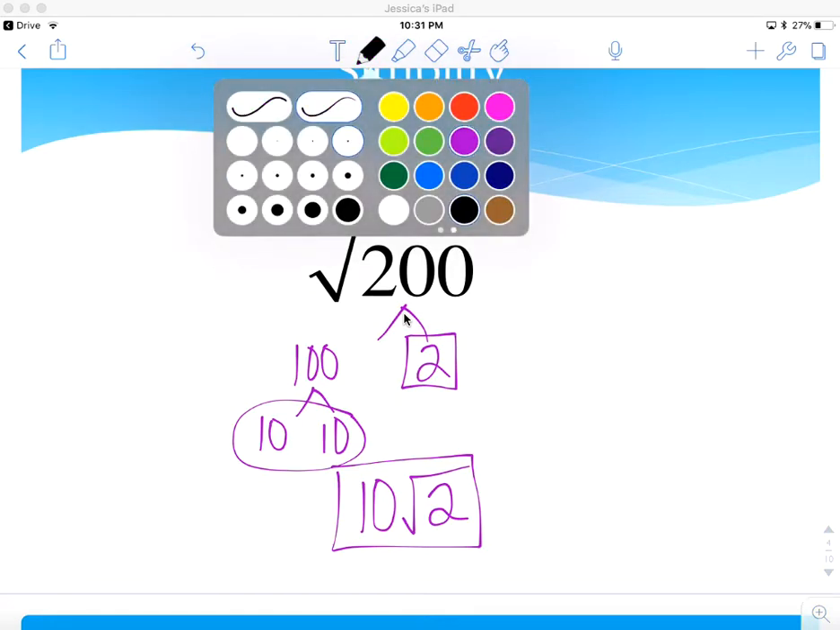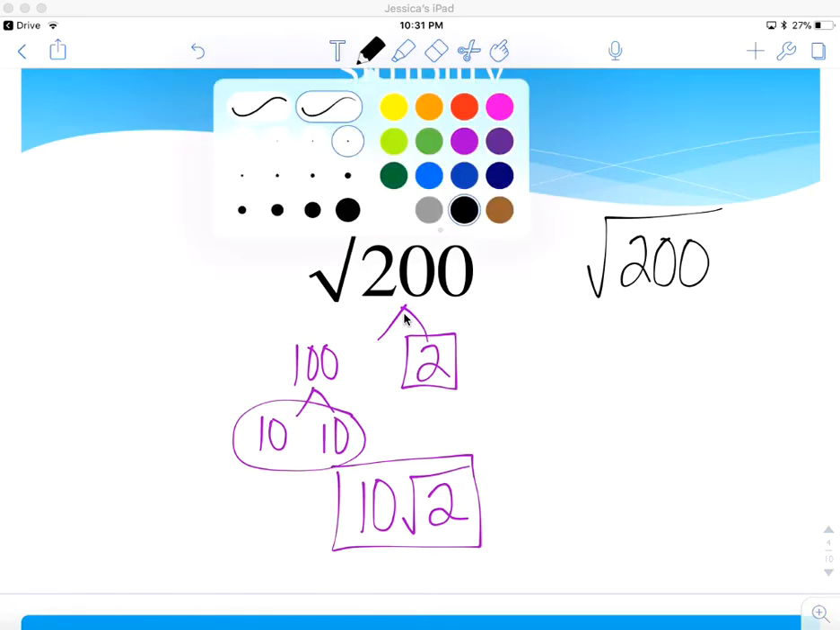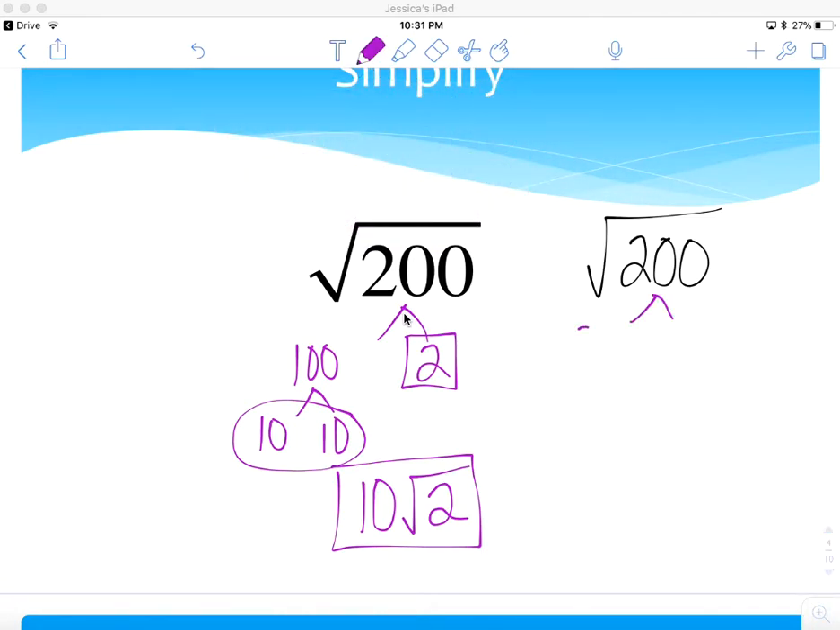Let's look at what would happen if you didn't use a perfect square to break down 200. So let's say I decided to use 20 and 10. This actually will give you the same answer. So it's okay if you don't use a perfect square. If you don't use a perfect square, you just have to make sure you break it down completely. So 20 would simplify to 5 and 4, and 4 would simplify to 2 and 2. 10 would simplify to 5 and 2.